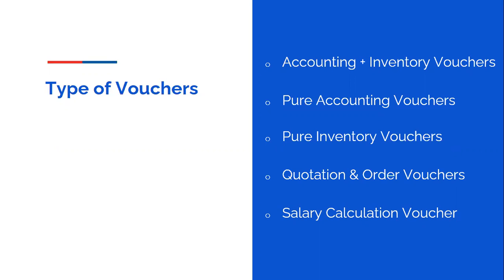So these are the voucher types in Busy accounting software. We have 5 types of vouchers: accounting plus inventory, pure accounting, pure inventory, quotation and orders, and salary calculation voucher. From quotation and order vouchers, both inventory and accounting will not be affected. Okay, you know that.